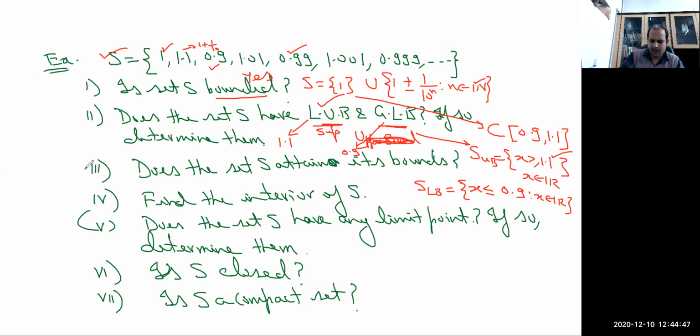Now the third part is: does the set S attain its bounds? So yes, it attains its bounds. In fact, every real number greater than or equal to 1.1 is an upper bound, and every real number less than or equal to 0.9 is a lower bound. Now the next part is: find the interior of the set.